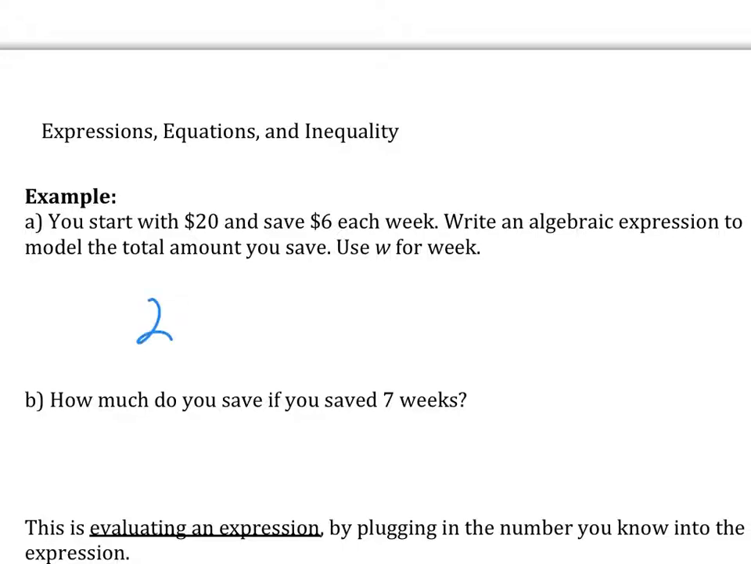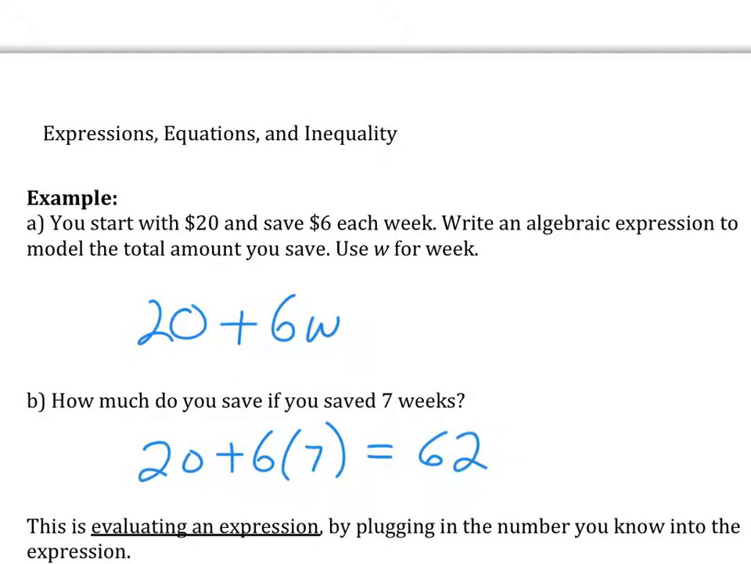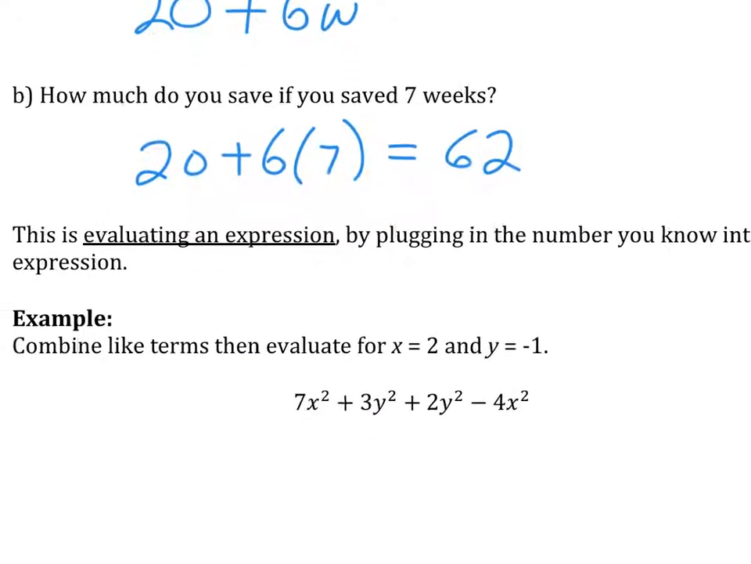So you start with $20 and then you save $6 per week. So how much do you save if you save for 7 weeks? So that is 20 plus 6 times 7. So a lot of you already have the answer, 62. Good. Let's look at this next one.